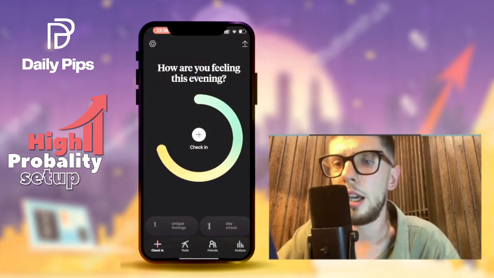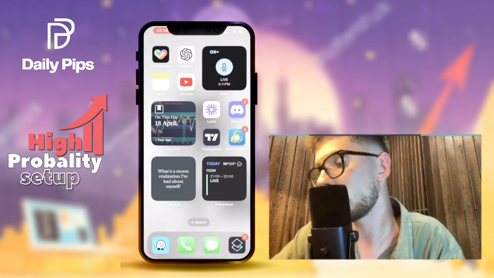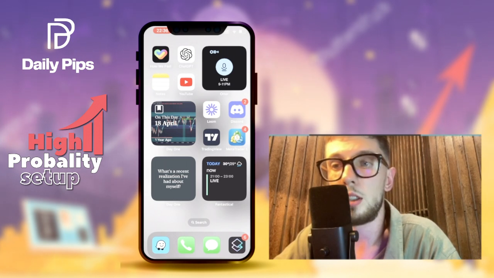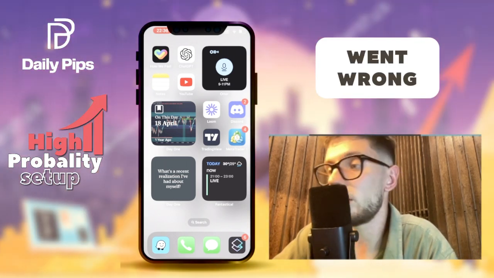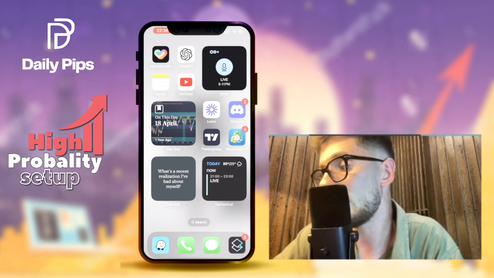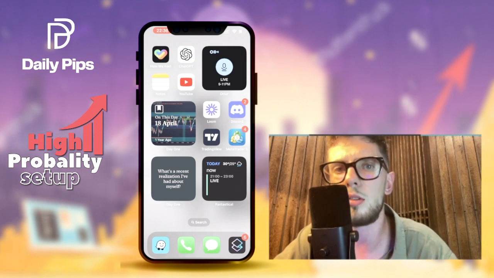I save it in, and I'm checking in every single day, just before the stream and before the trading session. When something goes wrong, I can always come back to it and take a look at what went wrong or good throughout my day and how I behave during the trading session as well. So it's a very nice data point for me to follow.